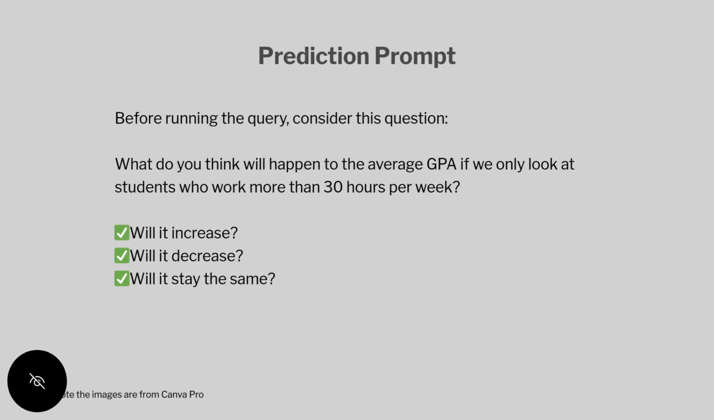Before we start running queries, we must consider questions. What do you think will happen if we only look at students who work more than 30 hours per week? Remember, we talked about Maria working more than 30 hours per week. So will the information that you produce from that query increase? Will it decrease? Will it stay the same?